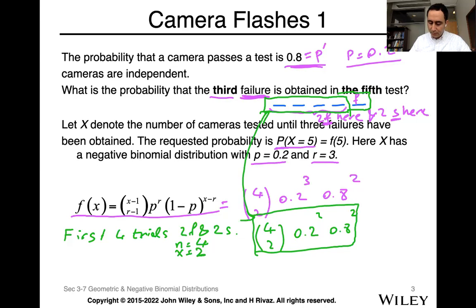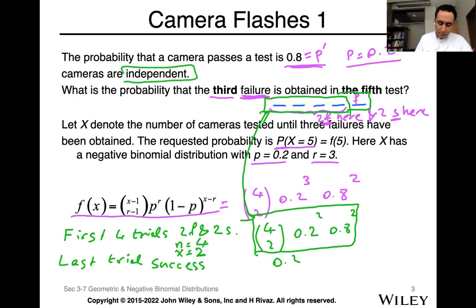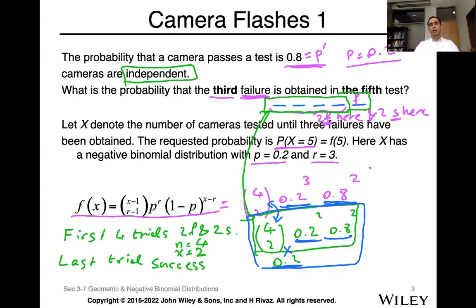And then I want the last trial to be a success. So here, remember, success means failure, right? So probability of success here is 0.2, right? And since the question tells me that they are independent, that means that I can simply multiply these 2 by each other, right? And if I multiply these 2, my final answer is this here, because these 2 terms are the same. 0.8 to the power 2 is the same. It's 0.2 to the power 2. This is 0.2 to the power 1. They add up, it becomes 0.2 to the power 3, right?